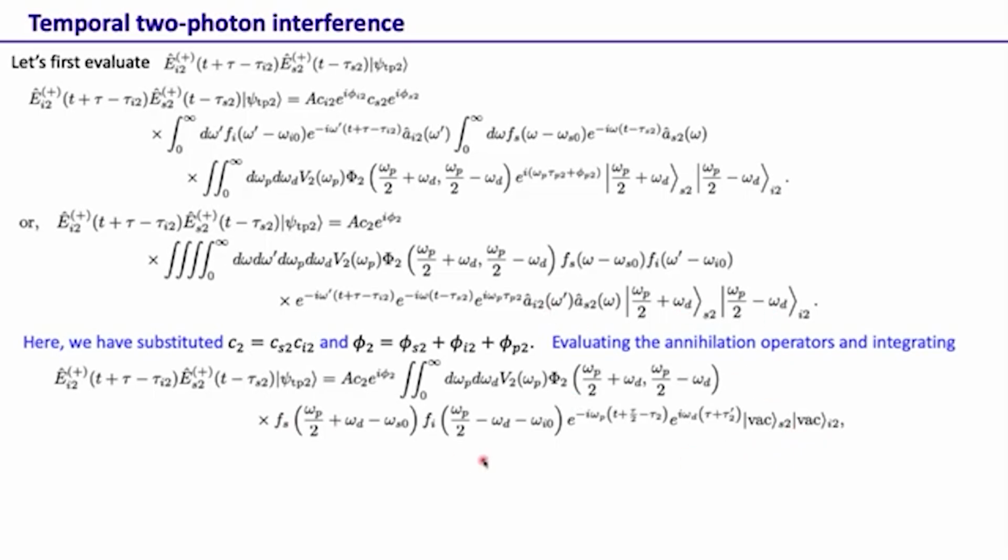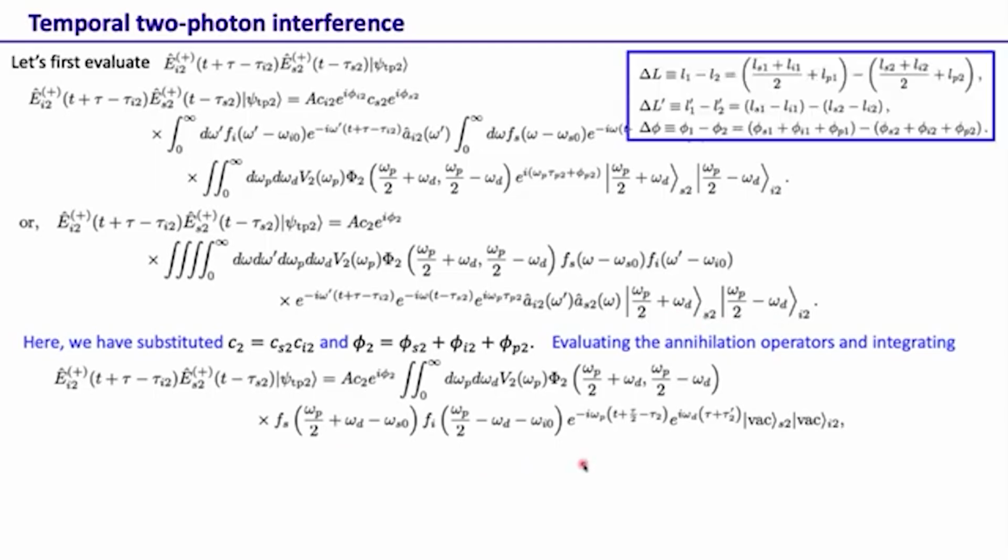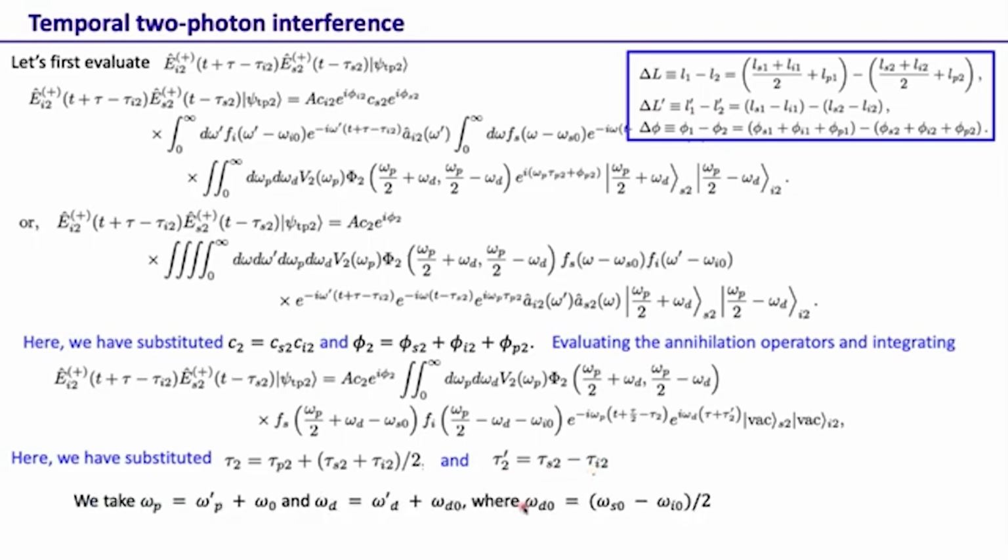Okay, so now we will make a series of assumptions. So these are the length parameters that we had defined here. Now for every length parameter we define the corresponding temporal quantity. So for example, for L2 we define tau 2 in the same manner as tau P2 plus tau S2 plus tau I2 by 2 and so on. Similarly, for L2 prime we define tau 2 prime equal to tau S2 minus tau I2 and so on.